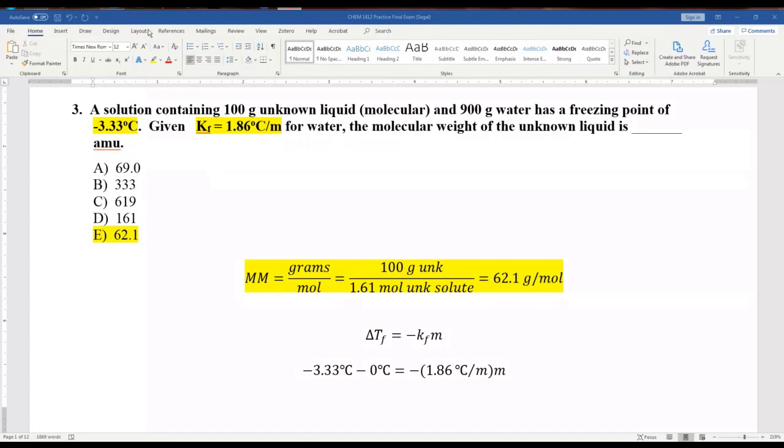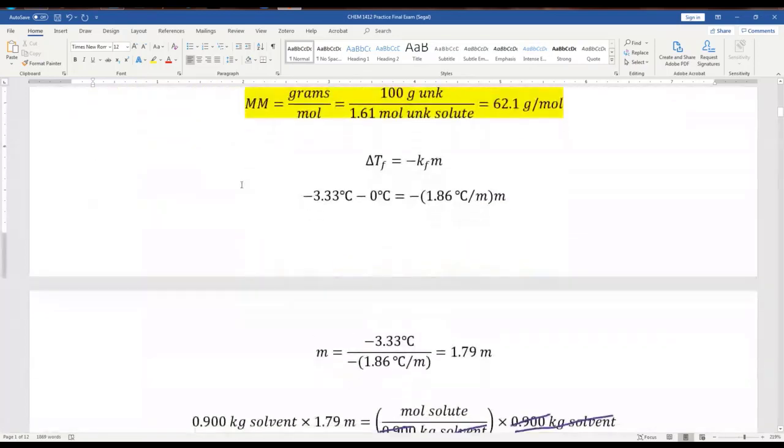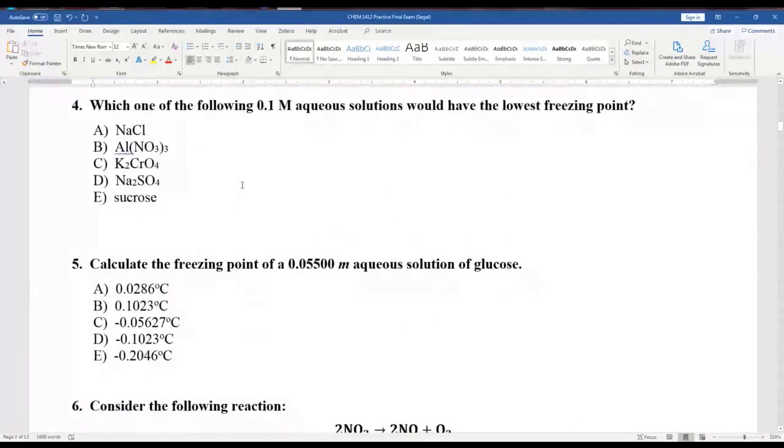All right. Now, if you have any problems that come to mind that you'd like to go over, a particular type of problem or whatever, just let me know and we can jump straight to that. Totally fine. So number 4 is more of a conceptual problem. It's wanting you to recognize the effect of ions on freezing point depression.